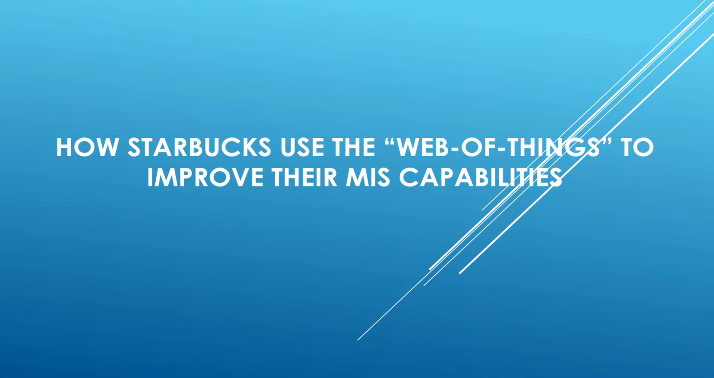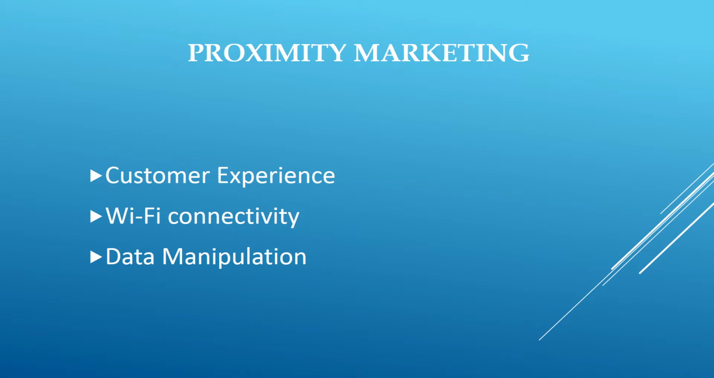The final topic for our presentation is how Starbucks uses the Internet of Things to improve their MIS capabilities. Proximity marketing is customer service, web connectivity, and data manipulation. The Internet of Things is not just happening in Starbucks alone, but also happens to improve customer experience. It also empowers the staff of Starbucks.